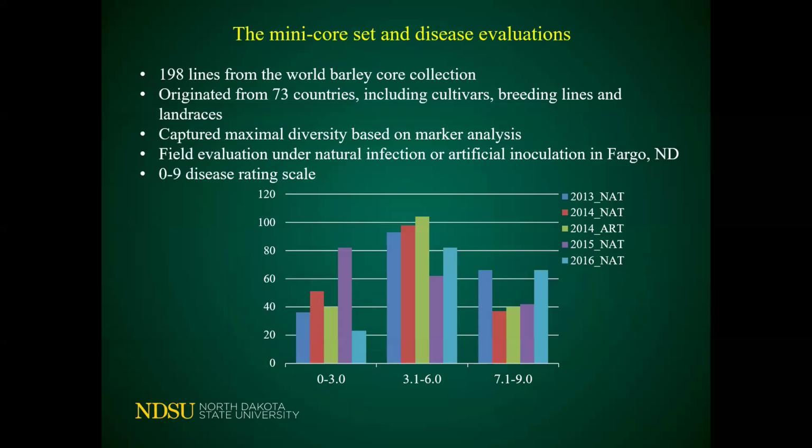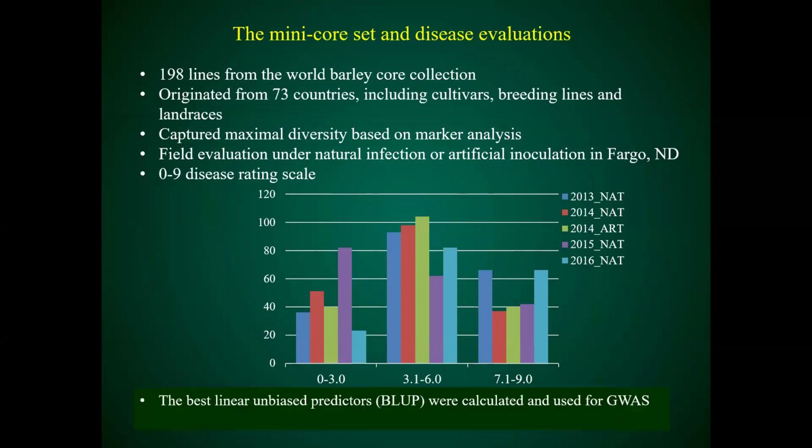This is how the disease is distributed. You can see most of the lines are moderately susceptible to highly susceptible, and only a few of them are resistant. Because this is imbalanced data, since some years we don't have those lines and some years we don't have full replications, we transformed it into BLUP data and used that for GWAS.